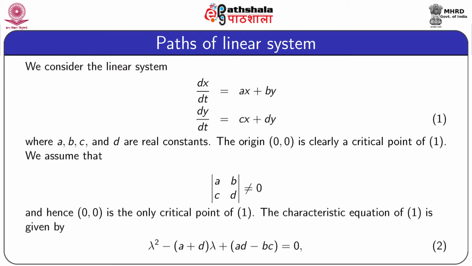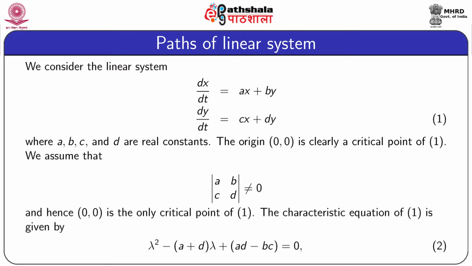The characteristic equation of 1 is obtained from the equation determinant of (A minus lambda I) equal to 0. If you do that, you will get the determinant |a minus lambda, b; c, d minus lambda| equal to 0, and if you expand that, you will get the characteristic equation as lambda squared minus (a plus d) lambda plus (ad minus bc) equal to 0, given by equation 2.